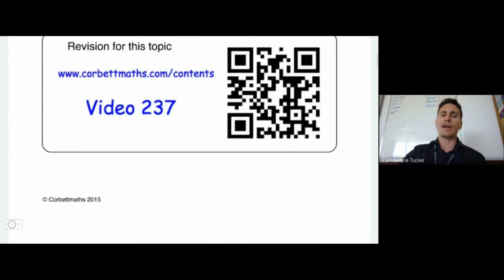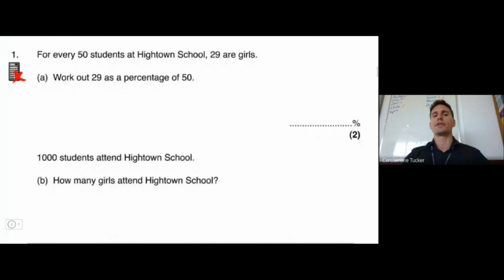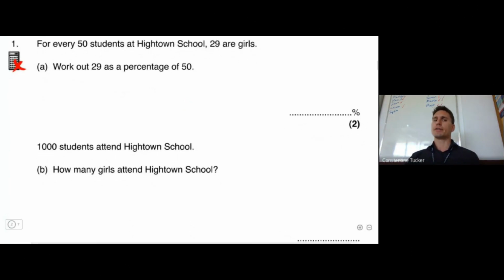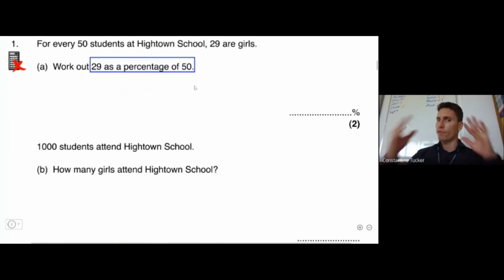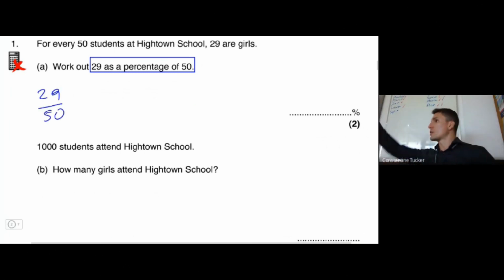So what is the idea? Well, for example, here they're asking us, work out 29 as a percentage of 50. So the idea is that we need to think about 29 out of 50 and then convert that into a percentage. Exactly. Okay, so let's get started with this.